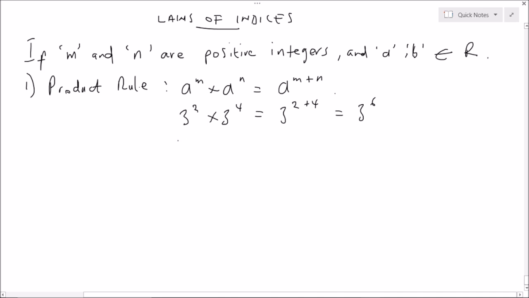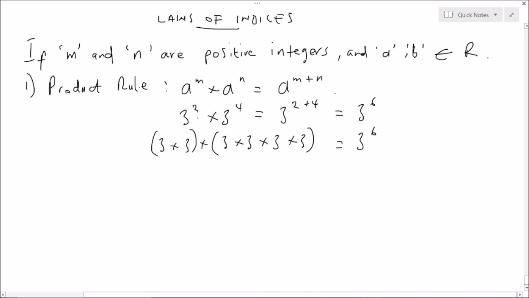Now logically, you see that this is true because 3 exponent 2 is the same as 3 times 3, and 3 exponent 4 is the same as 3 times 3 times 3 times 3. And we all agree that if you multiply these, 3 times 3 times 3 times 3 times 3 times 3, this gives us 3 exponent 6.